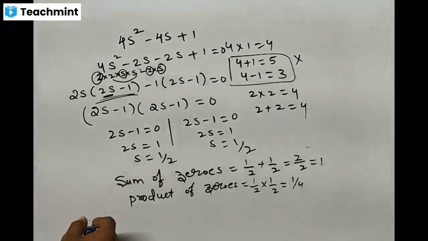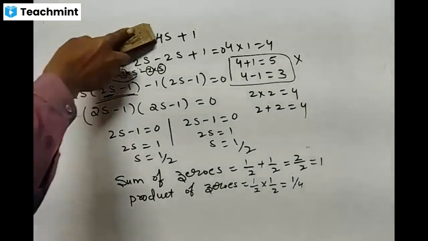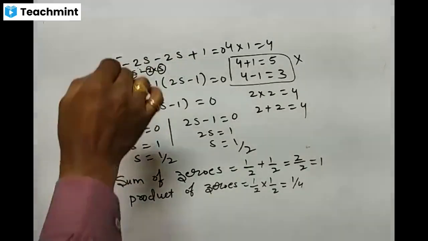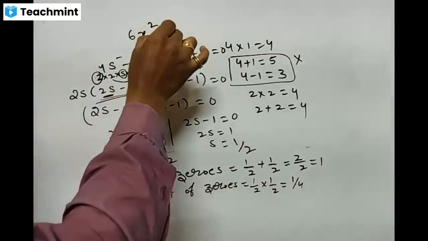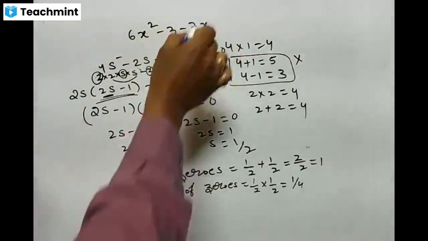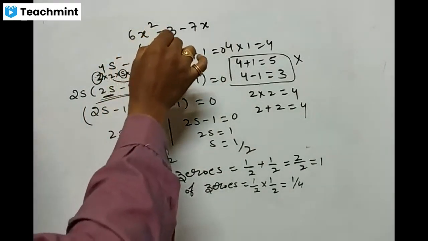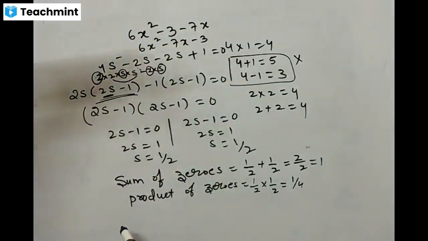Sir, once explain the third question, sir. Question number 3. Rearrange the terms: x square first, then the x term, then the constant term.